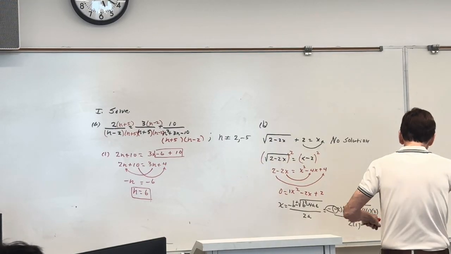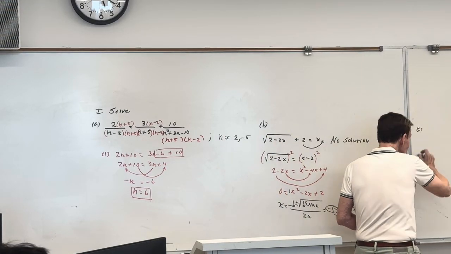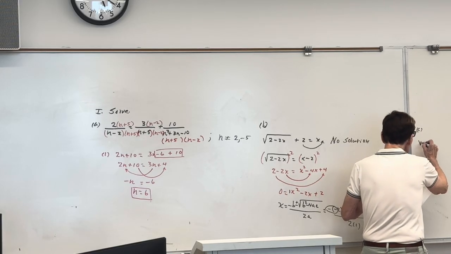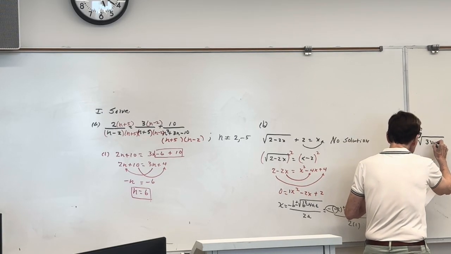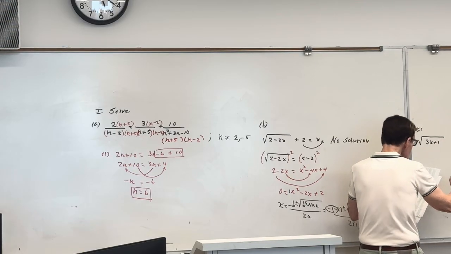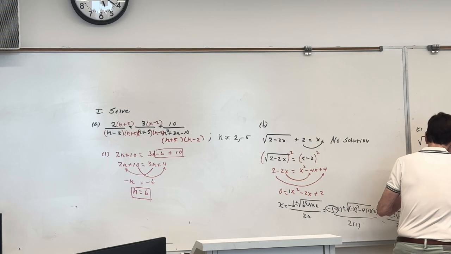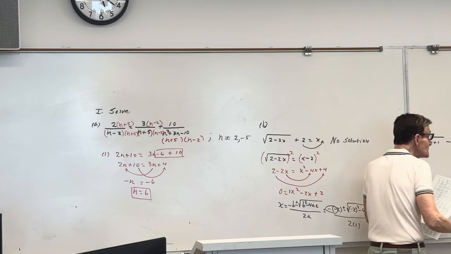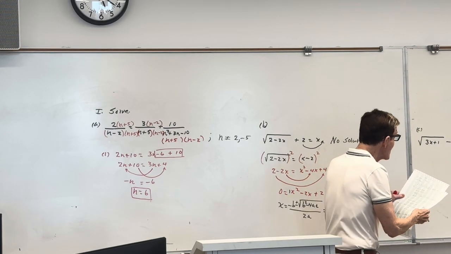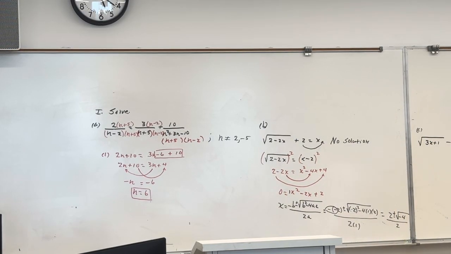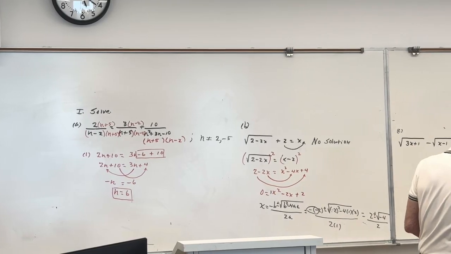Okay, letter C. Just to point that out, letter C looks like this. Square root of 3x plus 1, minus square root of x minus 1, is equal to 2. What's the solve? Make sure everything's copied down correctly.